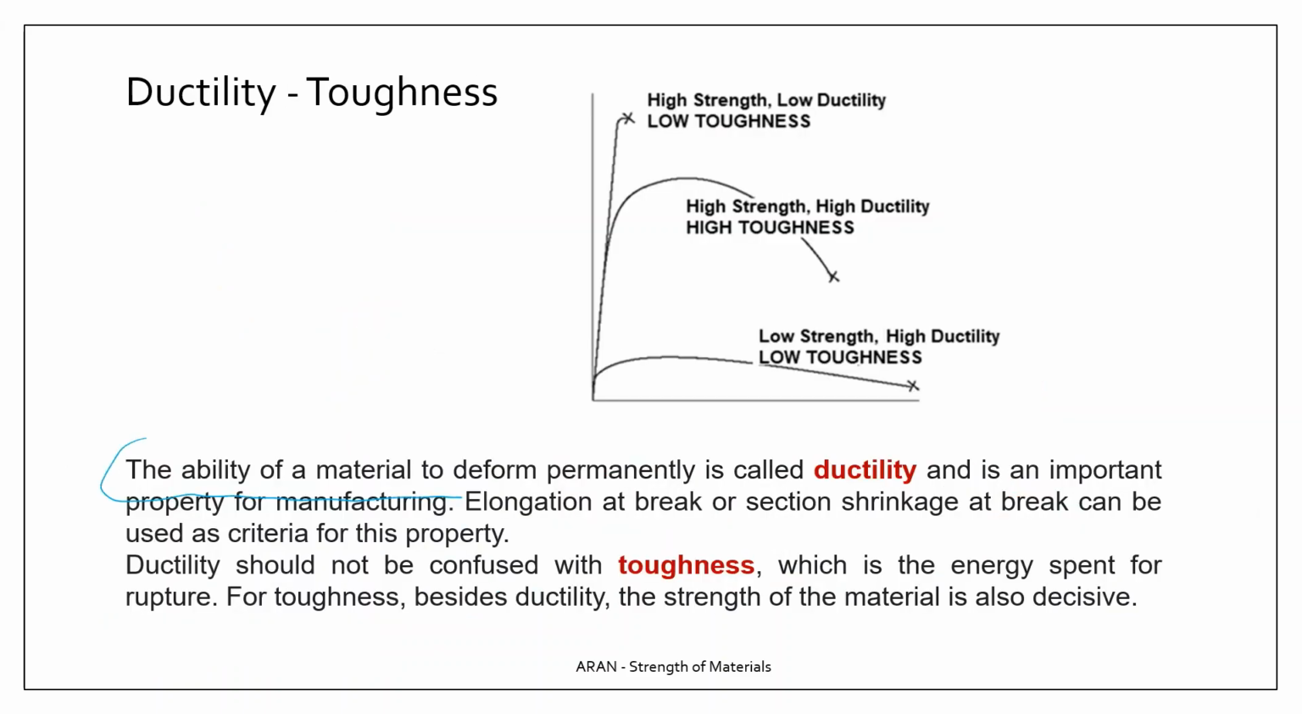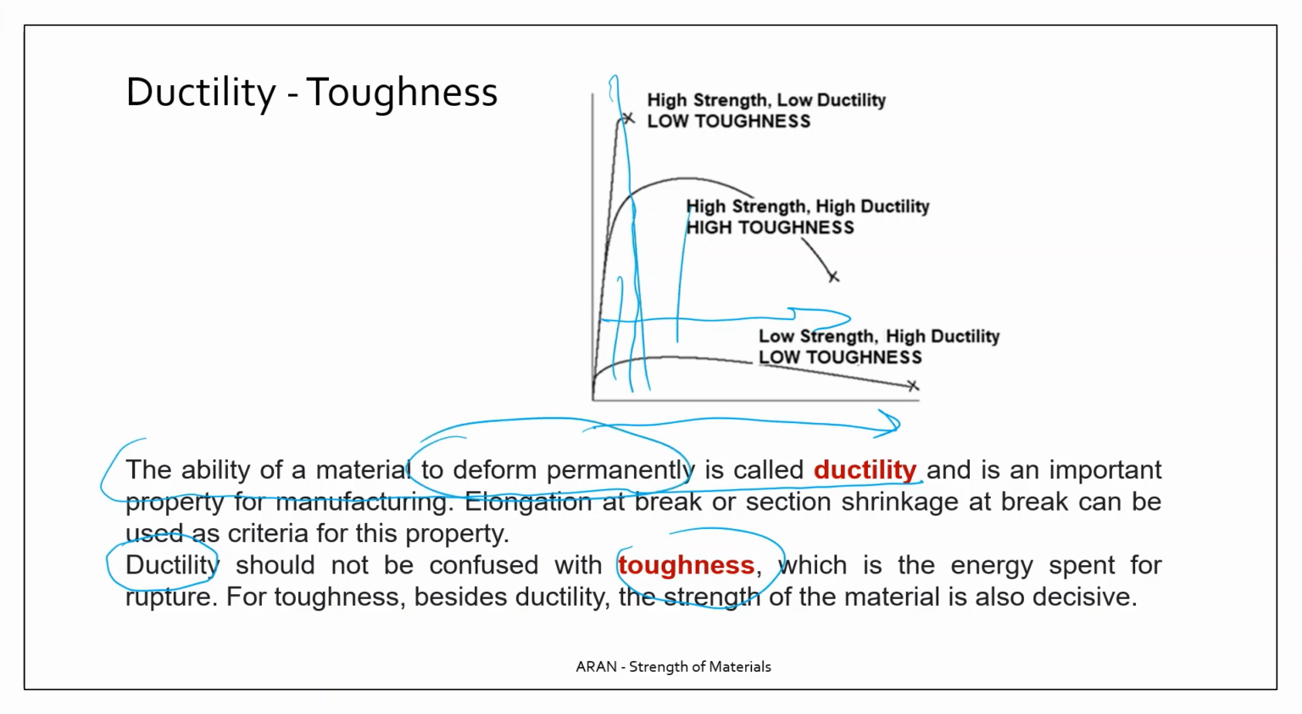Let me repeat again. The ability of a material to deform permanently is called ductility. For example, this is a ductile material. Well, this is also ductile, but this is not ductile, low ductile. So you should not confuse ductility with toughness. Ductility is the ability of a material to deform permanently. Toughness is the energy spent for a rupture. For toughness, you need, of course, ductility, but the strength of the material is also important.